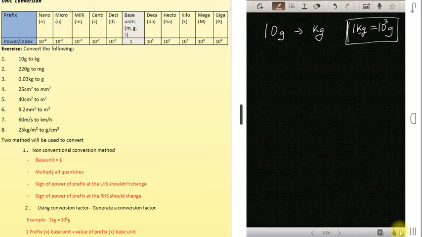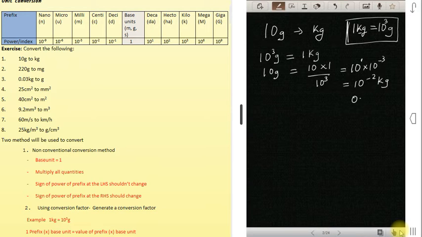So that means that 10 to the power of 3 gram is the same thing as 1 kilogram. So 10 gram will be the same thing as 10 times 1 over 10 to the power of 3, which is the same thing as 10 to the power of 1 times 10 to the power of negative 3, or 10 to the power of negative 2 kilogram. You can also write it this way: 0.01 kilogram.